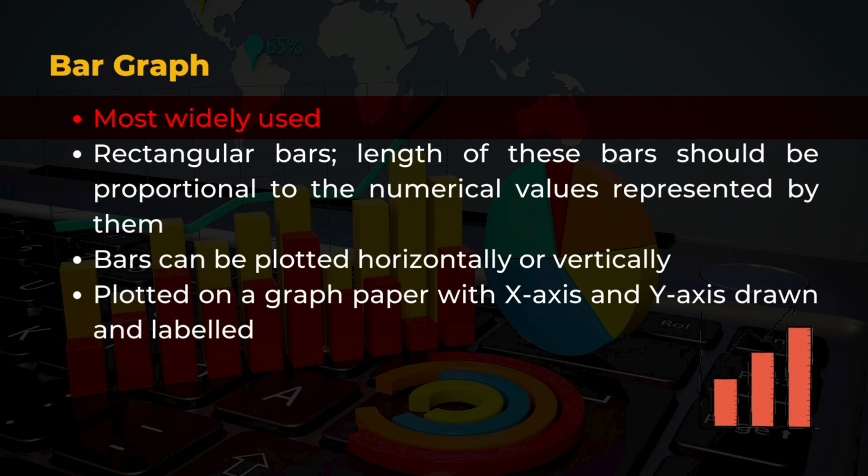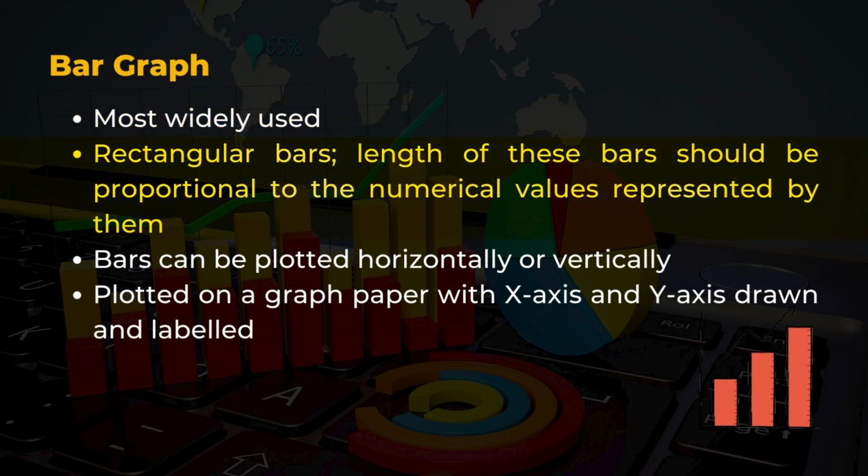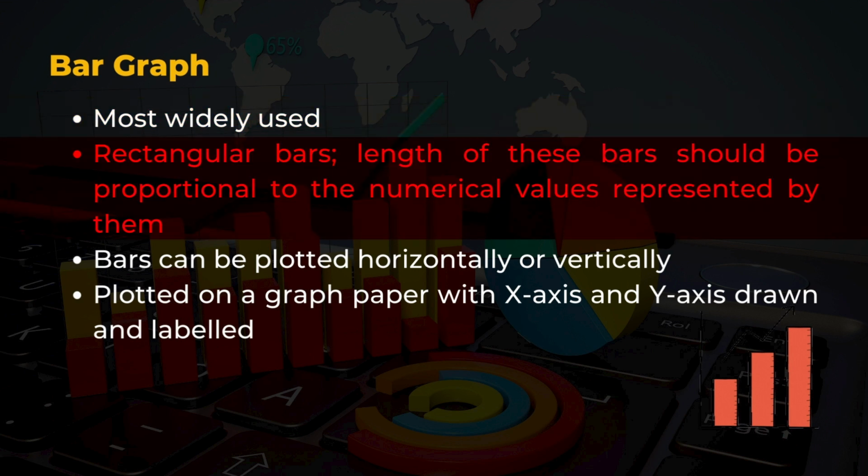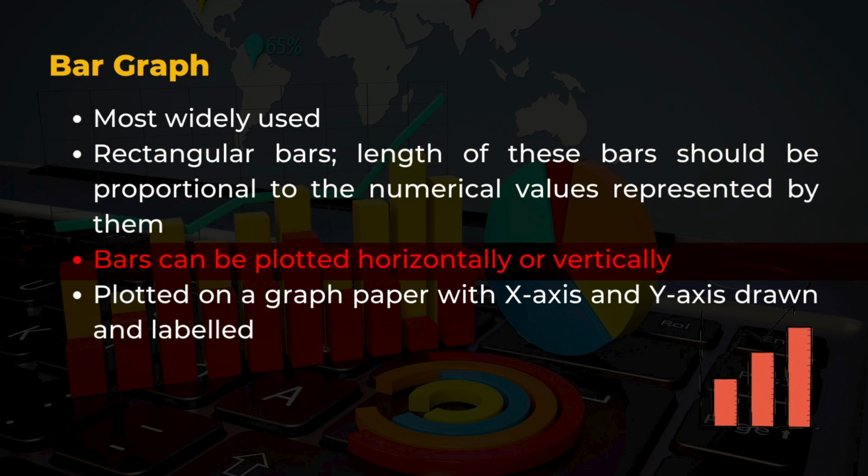So here, the bar graph is one of the most widely used graphical representations, and they are rectangular bars. The length of these bars should be proportional to the numerical values represented by them. So we have a data set actually. According to the data set, the length of these bars should not be disproportionate, right? The length and the width have to be decided beforehand. And they are plotted either horizontally or vertically.